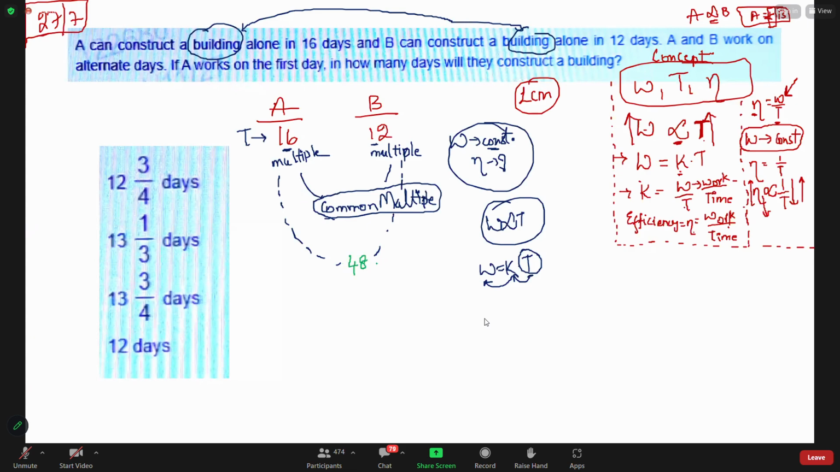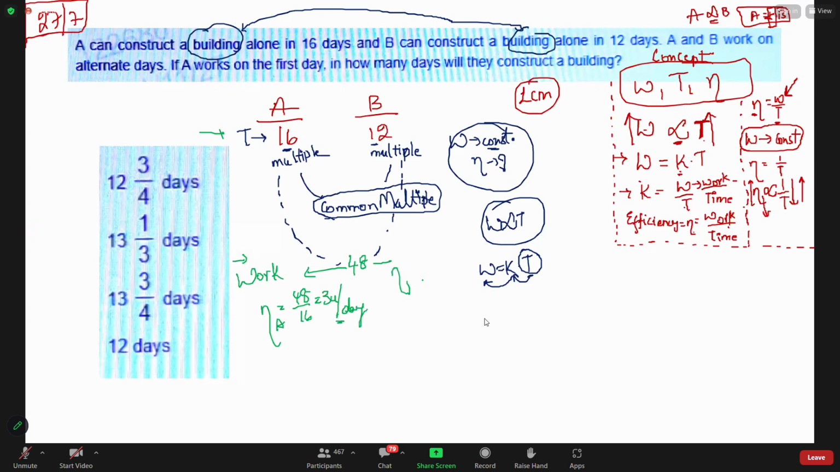Now, this is the work unit, or just to call it work. So now, what do we have? I have time. I have work. What can I find from these two, time and work? I can find out efficiency. So the efficiency of person A is work done per time. So 48 by 16, that is 3 units per every day. The efficiency of A is 3 units per every day.